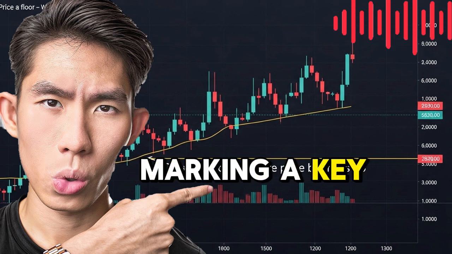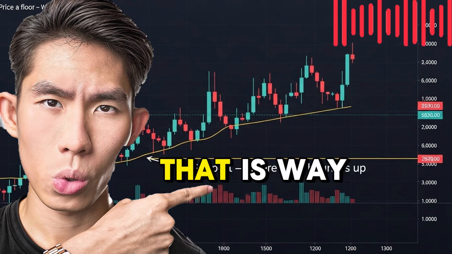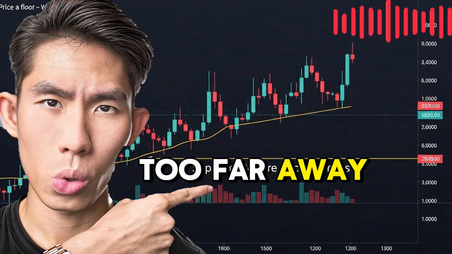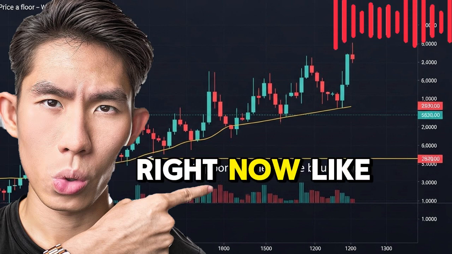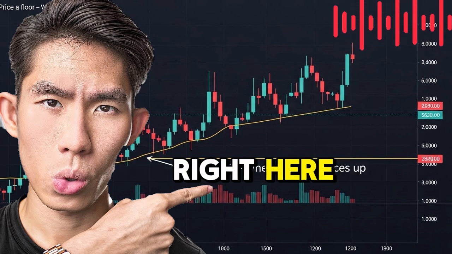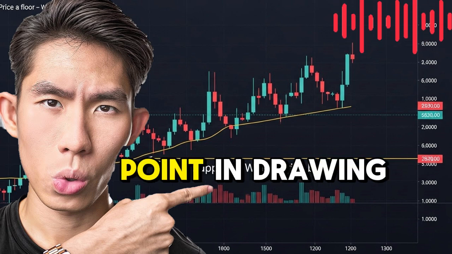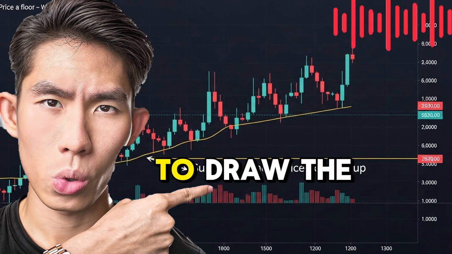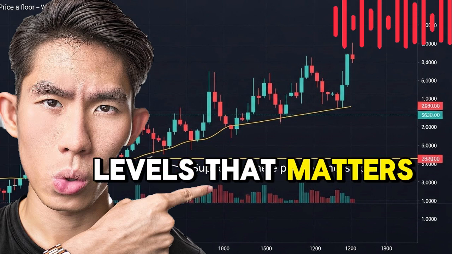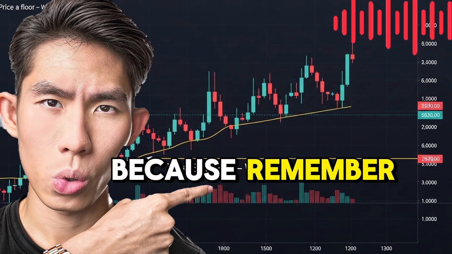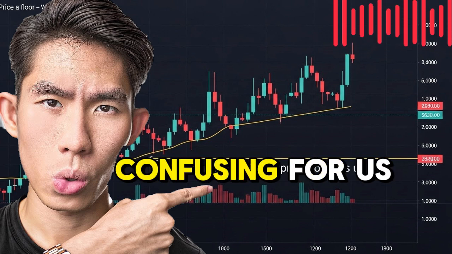When you are marking a key level, you don't want to be marking one that is way too far away from where price currently is, like these 2 levels right here. These 2 levels are irrelevant. There is no point in drawing them because we only want to draw the levels that matter right now. Because remember, too many lines will look too confusing for us.